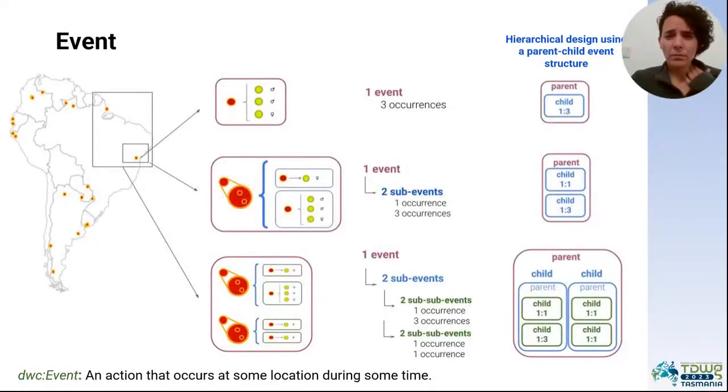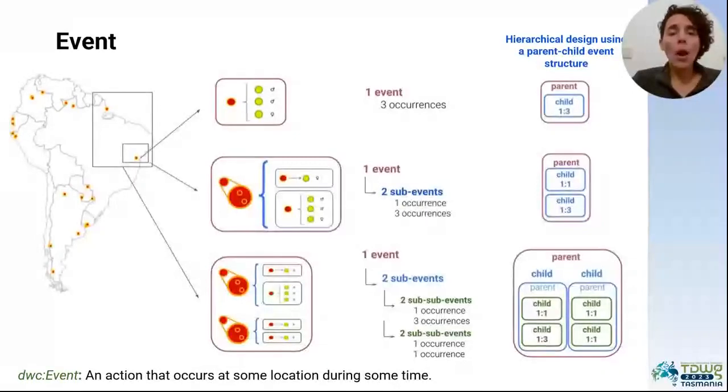The second, shown as a square over South America, can be thought of as a site where two point counts were sampled, one in which three species were detected, and another one in which only one species was detected. So we have one higher level event, the site, with two sub-events, which are the point counts. In the third example, the larger rectangle, we can think of a site where two plots were sampled, and within each of the plots, two point counts were surveyed.